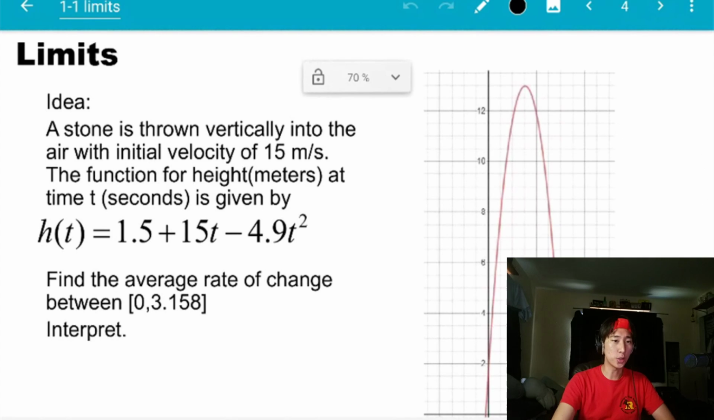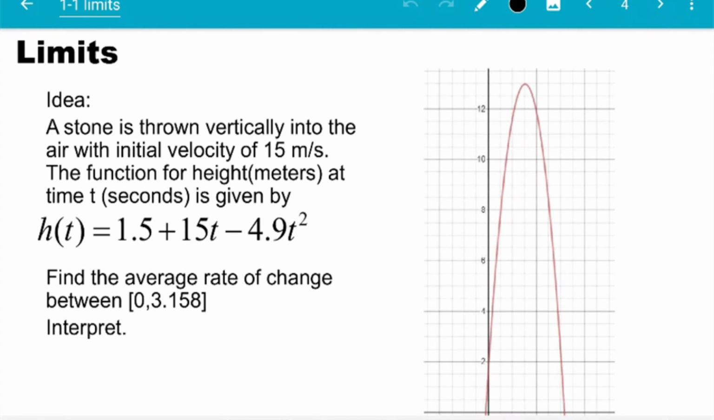This is how it's going to look a lot more when you guys are doing your standard calc problems. It's going to give you a graph or something like this, and it's going to say a stone is thrown vertically into the air with initial velocity of 15 meters a second. The function for height in meters and time in seconds is given by h of t equals 1.5 plus, yeah, you guys can read it. Find the average rate of change between 0 and 3.158.